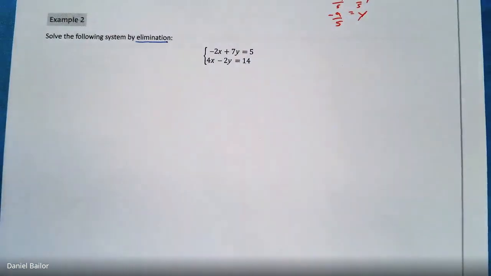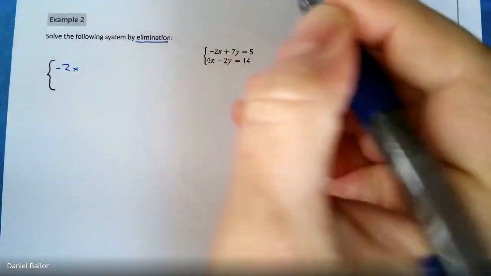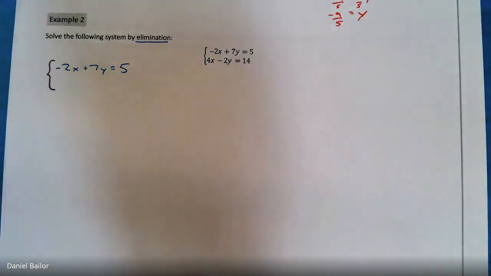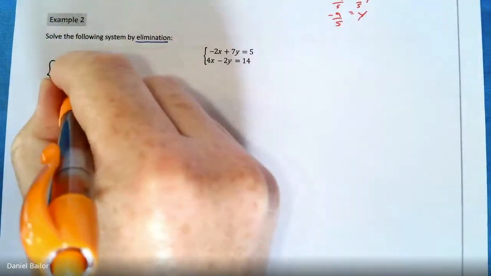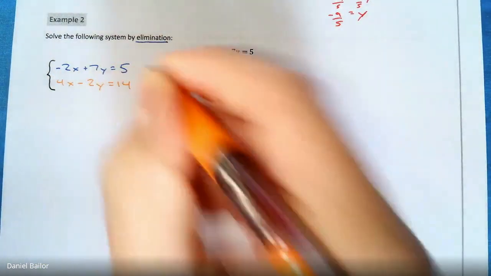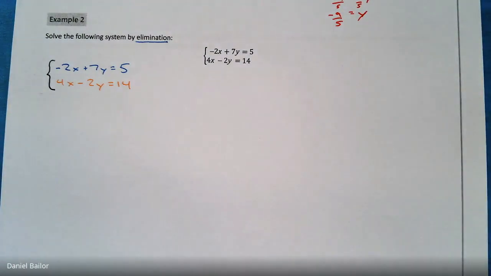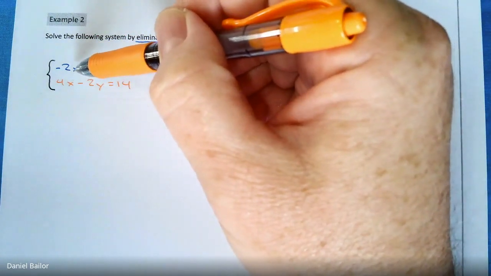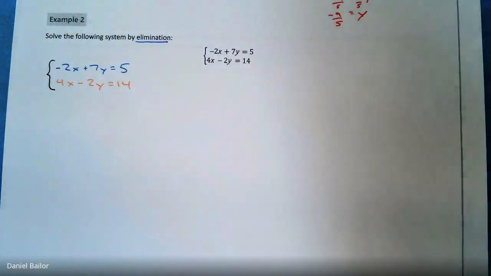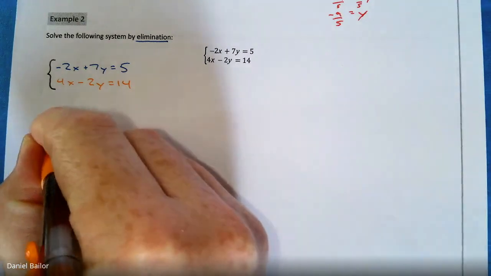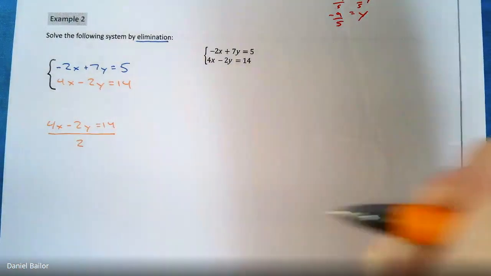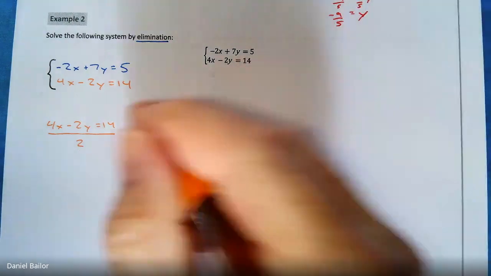Because if you look at these equations, you can change one of them to create an opposite term. Let me actually color code this so you can see it a little bit better. We have negative 2x plus 7y equals 5. And we have 4x minus 2y equals 14. Now, I'm going to change one of these because negative 2x and 4x are kind of close to being opposites. All I really have to do is take the orange equation, 4x minus 2y equals 14, and divide everything by 2. I divide all the terms by 2.